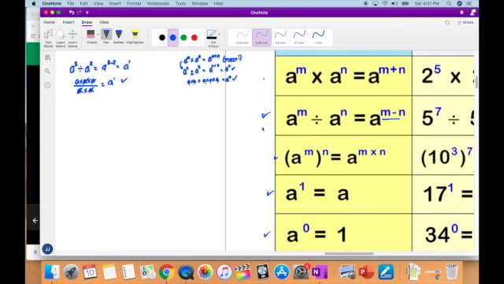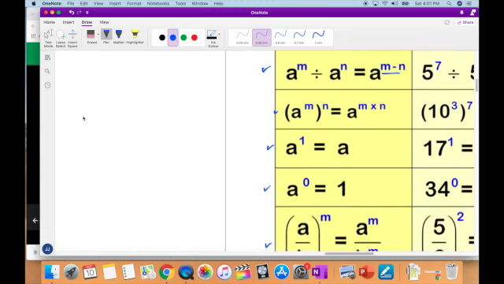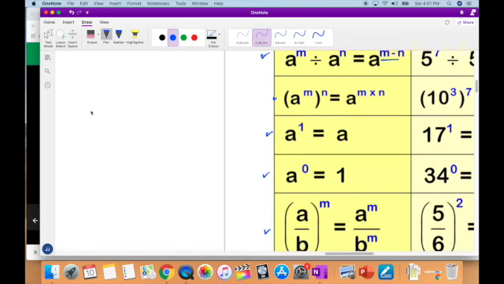So I put m as a squared, and n as 3. According to the rule, that is supposed to be a to the power of 2 times 3, which is a to the power of 6, right? So how do we prove this?